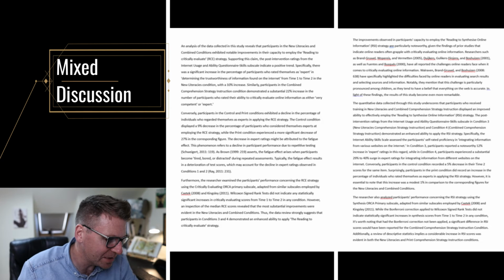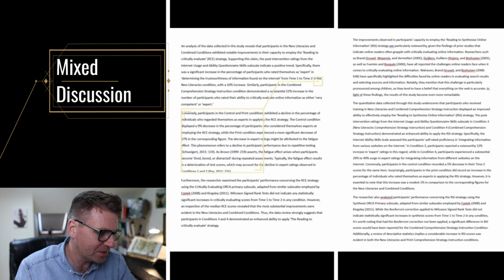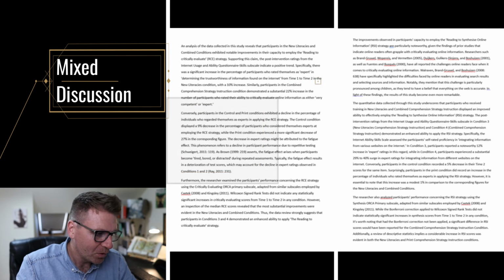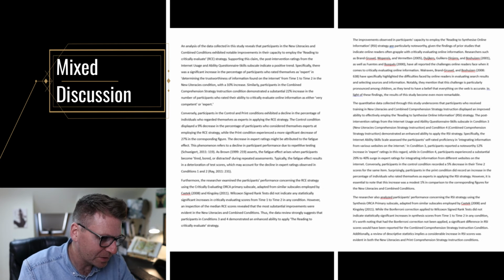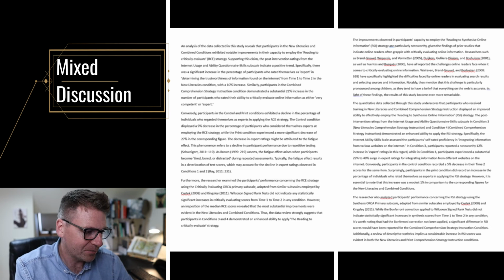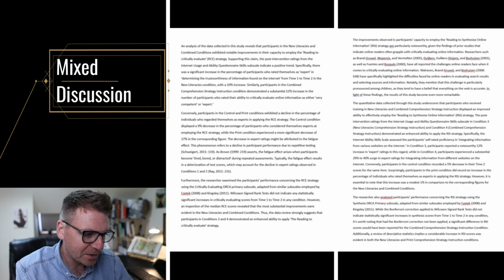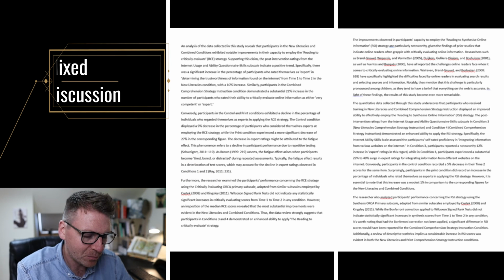So conversely, participants in the control and print conditions exhibited a decline in the percentage of individuals who regarded themselves as experts in applying the RCE strategy. So we are mentioning the findings, which is clearly quantitative because we have statistics here, we have percentages. But look, lo and behold, not too far away, we have the literature introduced and how that relates to your own findings. Now, that's the quantitative aspect, but Bill, where's the qualitative part?